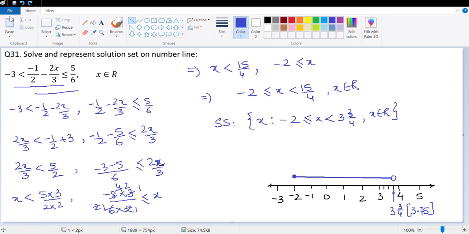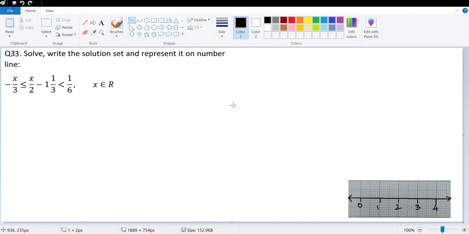Let's look at the next question. The next question that we are doing is question number 33. Solve, write the solution set and represent it on a number line. Again, let's divide it into two separate inequations and solve them separately.